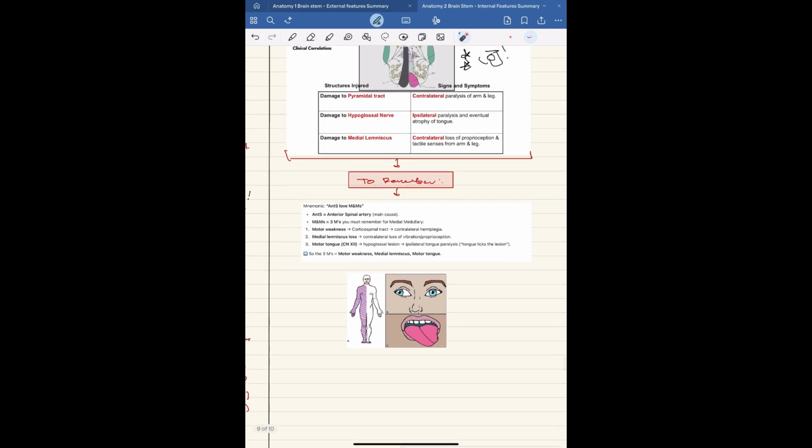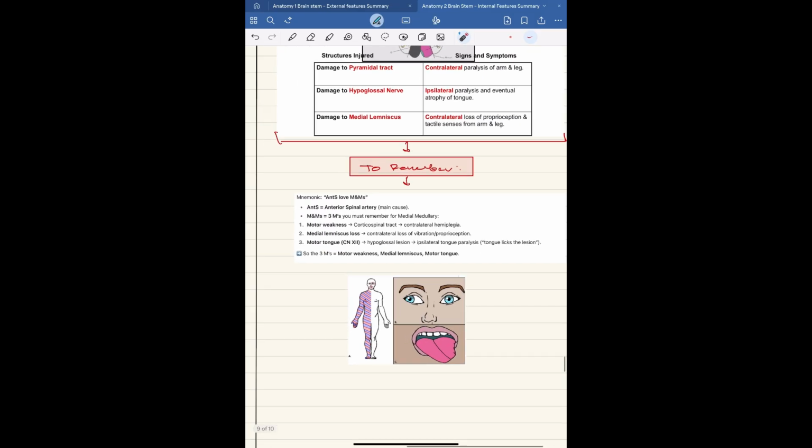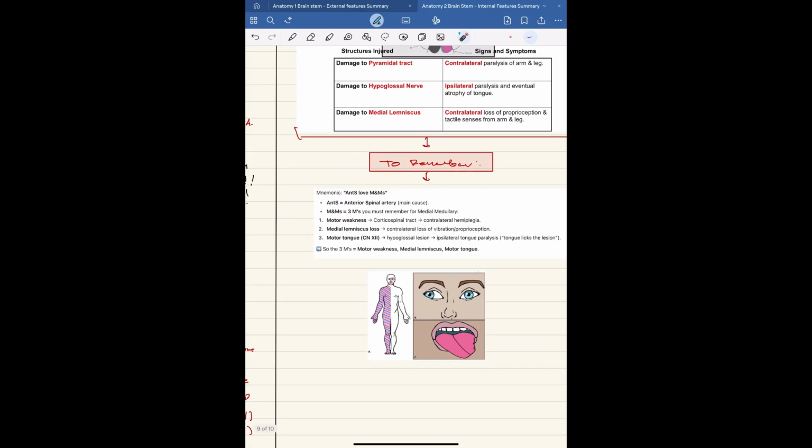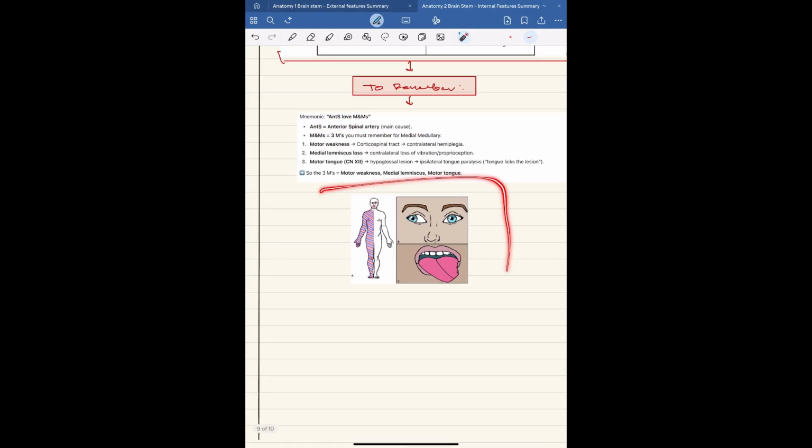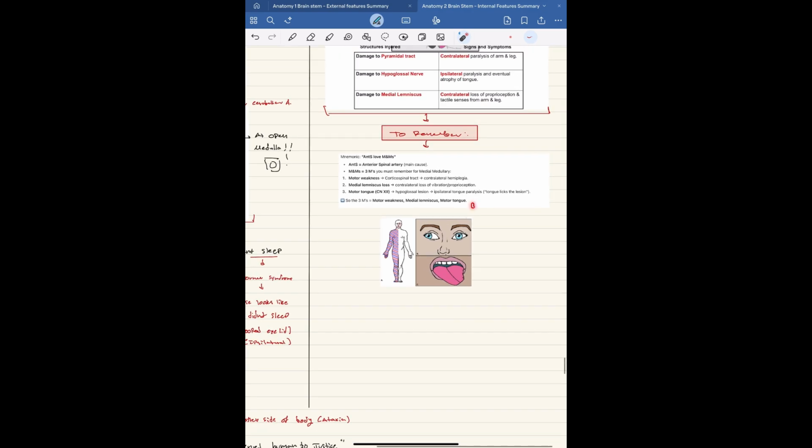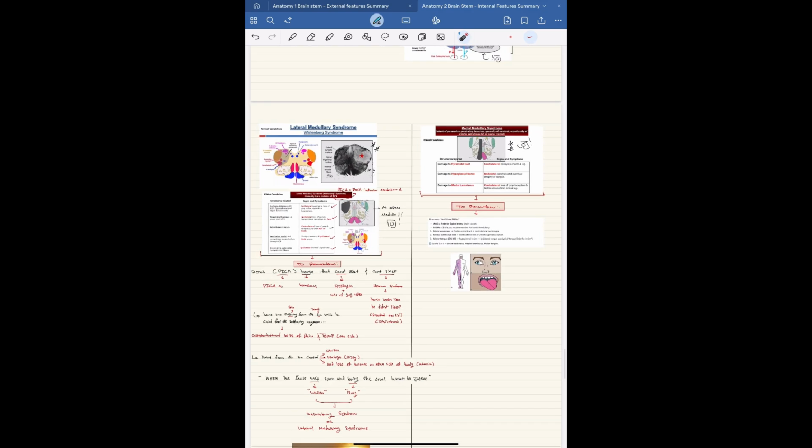Basically, here is the mnemonic I found from last year as well. Ants love M&M, M and M, and another M. Each stands for motor weakness, medial lemniscus loss, motor tongue, and the ants remind me of anterior spinal artery, which is the main cause. This is the characteristic of the patient. Okay, and that's about it.